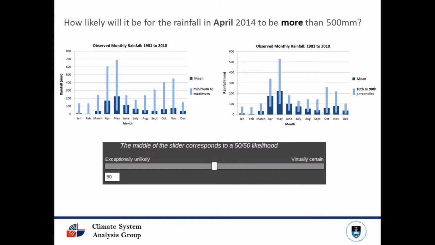Now, at the time of answering the survey, it was September or October 2013, so April was in the distant future. So really, people were just relying on the information that was captured in these visualizations.